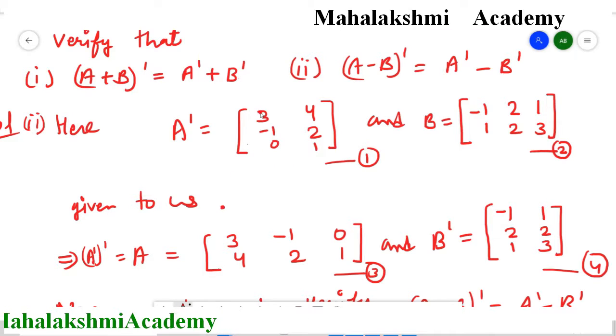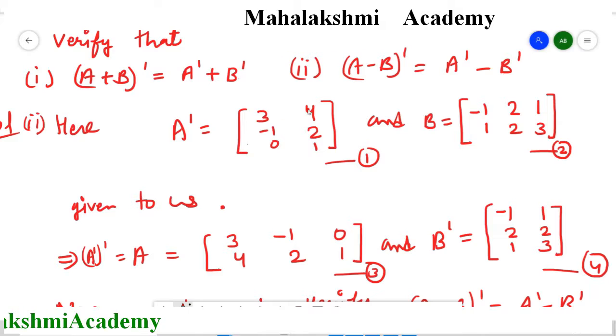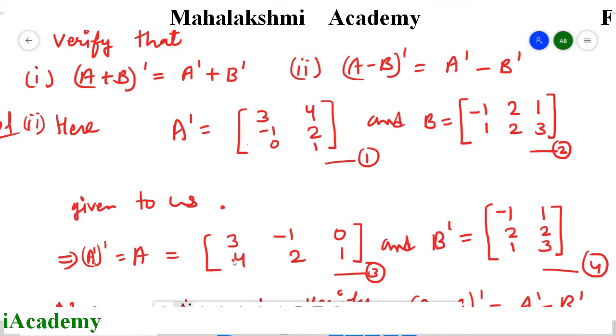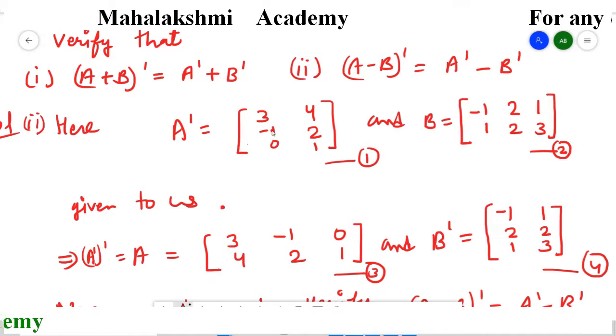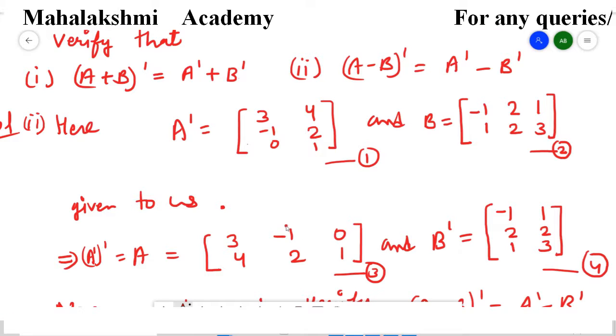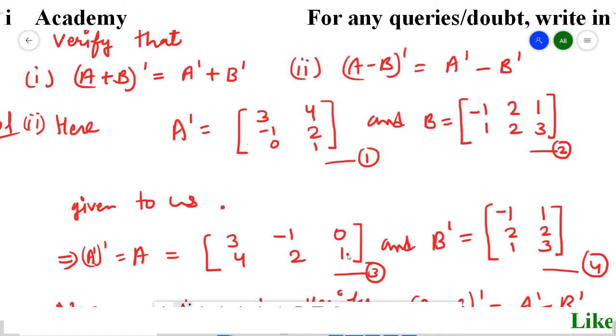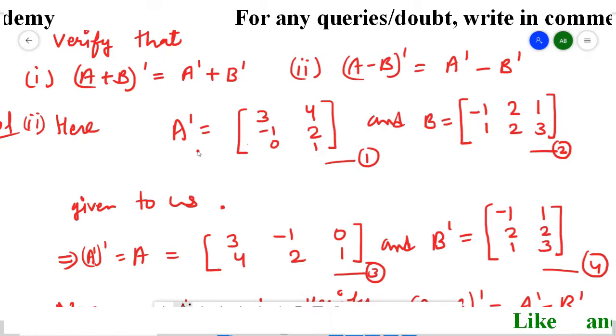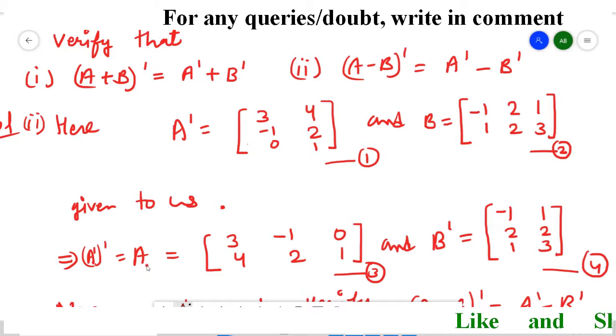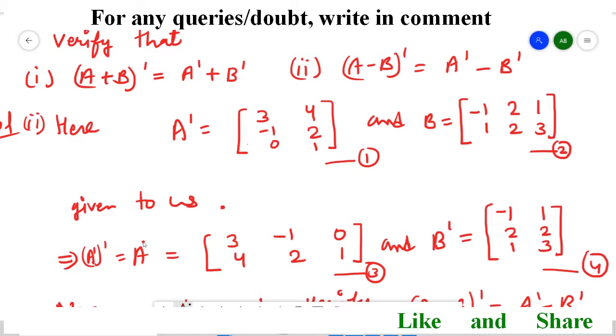So how to do it? The row will change to the column. So 3, 4 is the first row, so 3, 4 will come as the first column. Minus 1, 2 is the second row, so it will change to the second column. 0, 1 is the third row, so it will change to the third column. So like this, from A transpose we obtain our original matrix A by doing the transpose of that again.